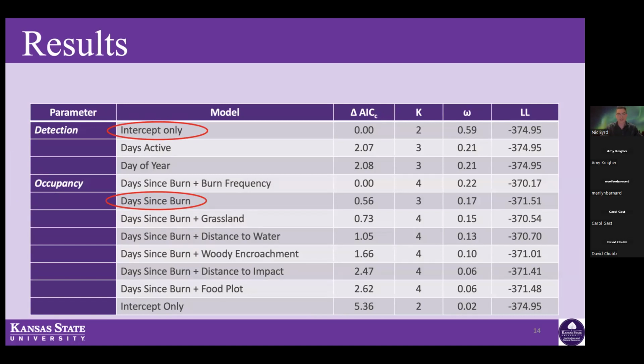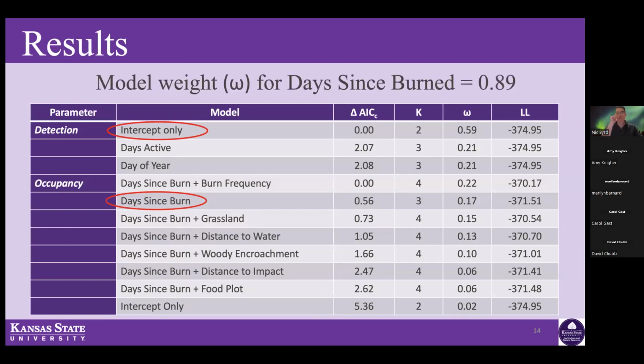Models including days since burn contributed to 0.89 of the model weights within all of our models, which tells us that elk are likely to use areas recently burned in wintering months. Adding any additional covariate caused our 95% confidence intervals to overlap 0, or the estimates were uninterpretable, which basically was telling us that likely all of our additional covariates were just piggybacking off the explanatory power of days since burn.